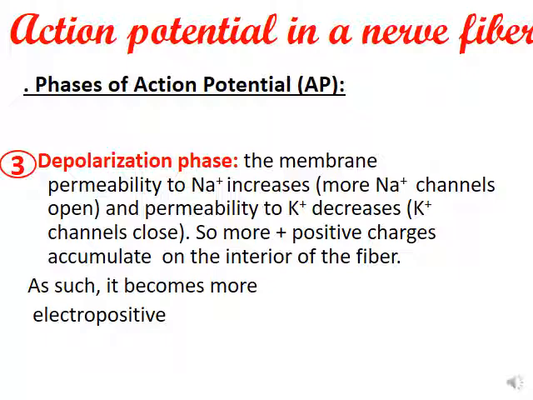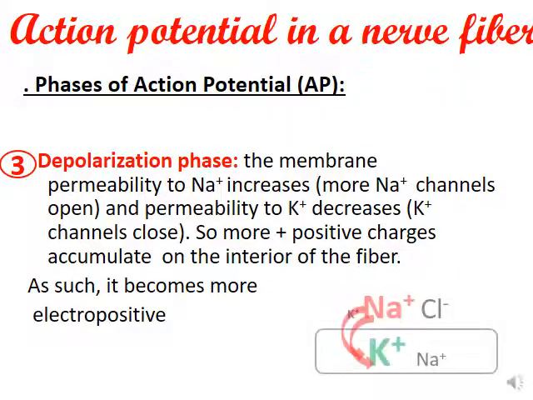So the membrane permeability to Na+ will increase. So more Na+ channels will open, so more gates for Na to enter. And the permeability to K+ decreases. K channels, or potassium gates, will close. So more positive charges will accumulate on the interior of the fiber. As such, it becomes more electropositive.